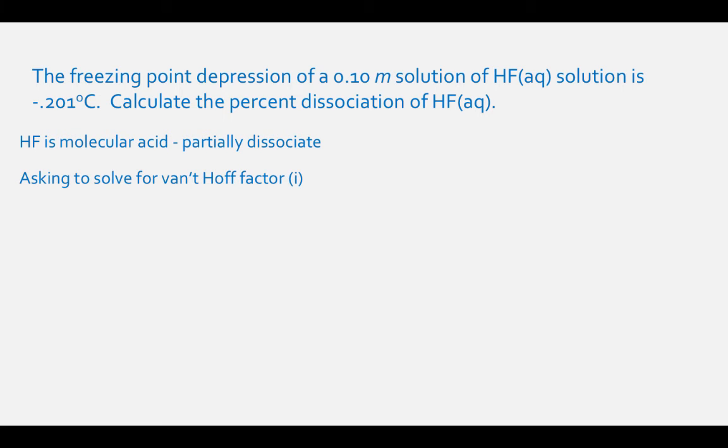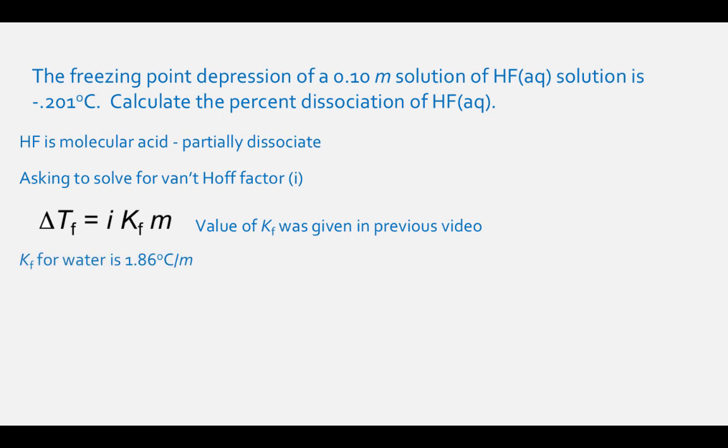The equation to solve this question is change in freezing point equals the Van Hoff factor times the molality of the solution times the Kf, a constant for the solvent. The value of Kf for water was given in the previous colligative properties video. Please watch this video now if you have not done so before. To refresh your memory though, the freezing point depression constant for water is 1.86 degrees Celsius per molal.